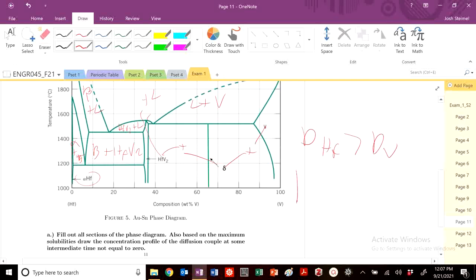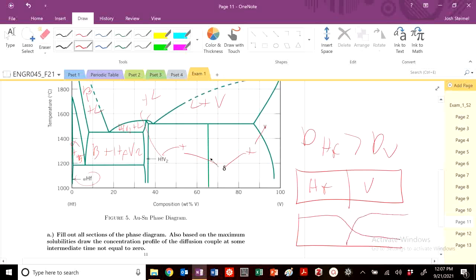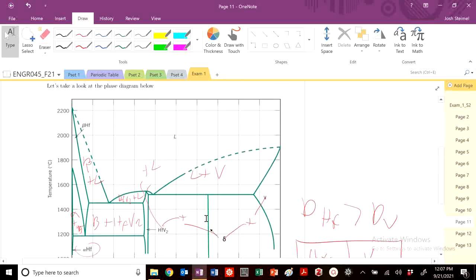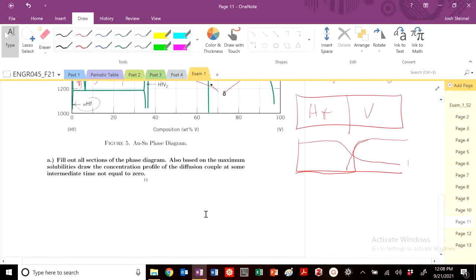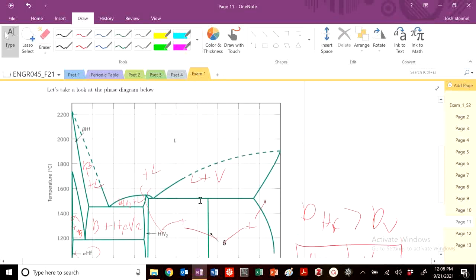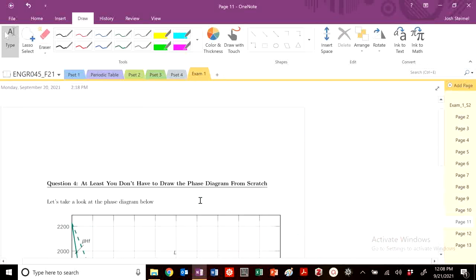So if I were to draw a diffusion couple of Hf and vanadium, it would look like this. Hafnium goes in here, vanadium goes right there. So that would be where I can draw those lines. Excellent. Fantastic. Now, let's remember our eutectic.